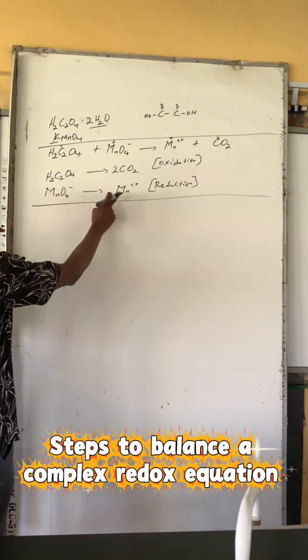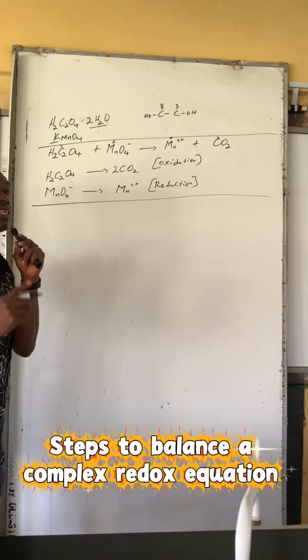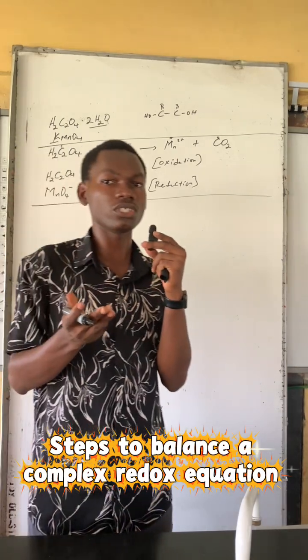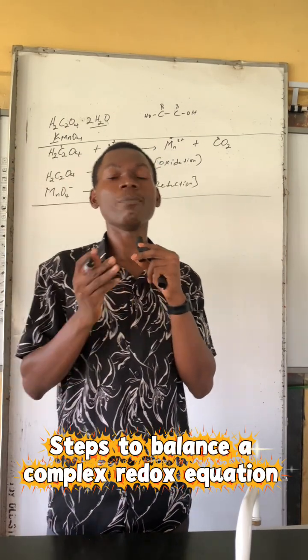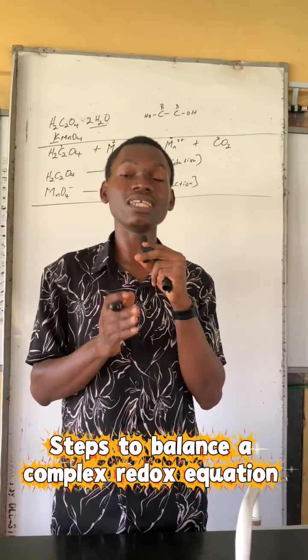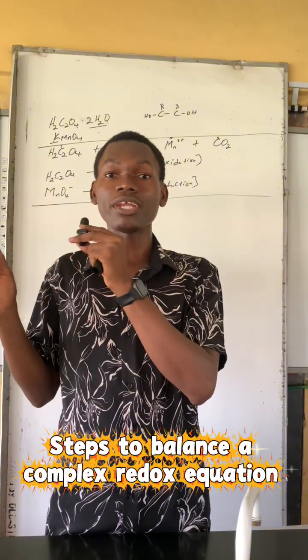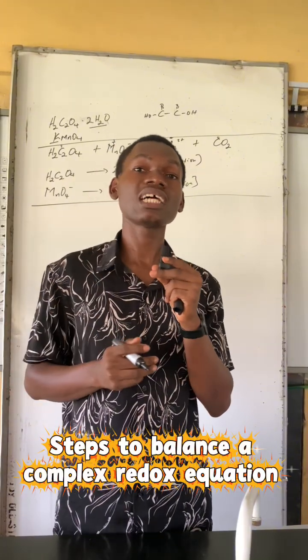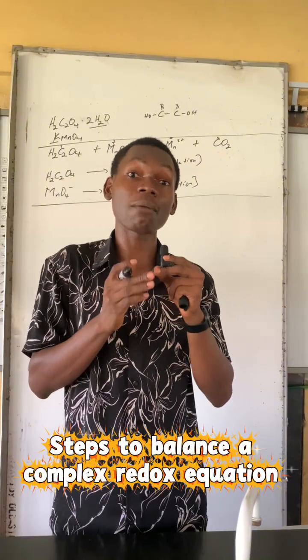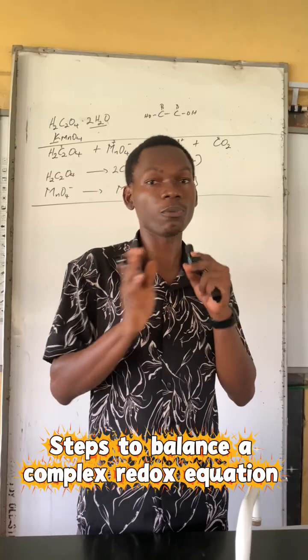The manganese here is already balanced, so we'll leave it like that. Now, the second step: how do we balance for hydrogen and oxygen? It is very simple. We balance for oxygen by placing the appropriate water molecule on the opposite side, and we balance the hydrogen by placing the appropriate H plus on the opposite side.